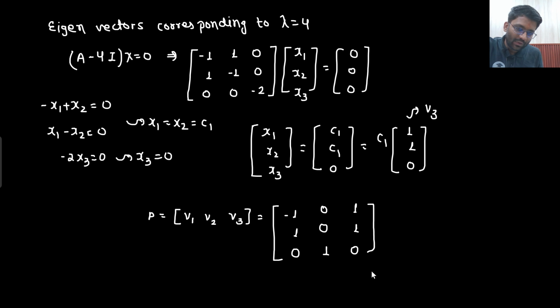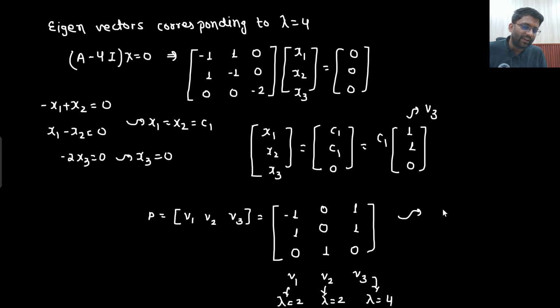There you go. So what is the order we have set up? v1, v2 and v3. Do you remember the eigenvalues? With respect to v1, the eigenvalue was lambda equals 2. With respect to v2, the eigenvalue was lambda equals 2. And with respect to v3, the eigenvalue was lambda equals 4. So this is the setup we have made. Minus 1, 1, 0. So matrix P we have made v1, v2, v3. Now from here we will find out P inverse.